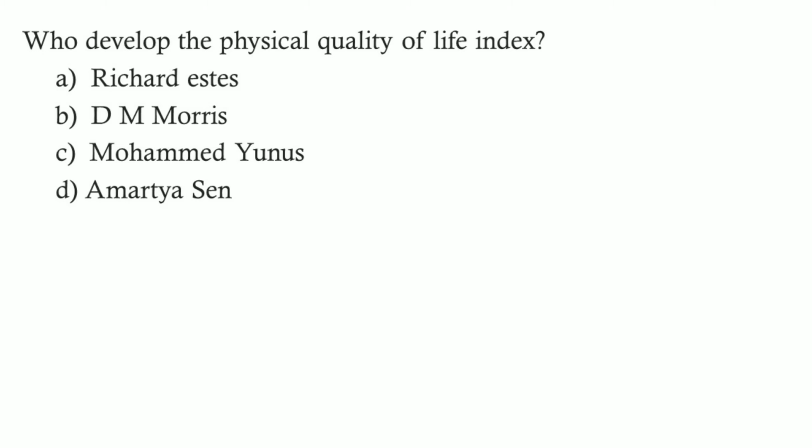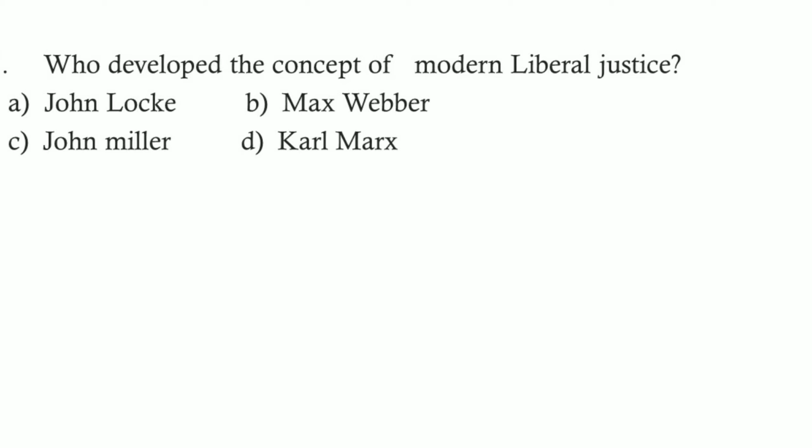Next one, who developed the physical quality of life index? Option B is the right answer. D.M. Morris developed the physical quality of life index. Next one, who developed the concept of modern liberal justice? Option A, John Locke. Option B, Max Weber. Option C, John Miller. And option D, Karl Marx. Right answer, option A, John Locke developed the concept of modern liberal justice.